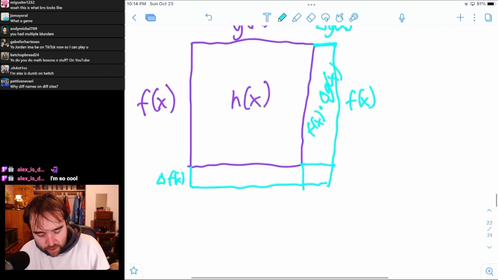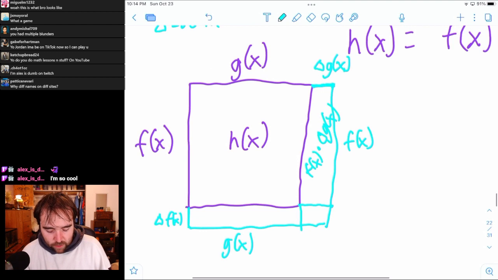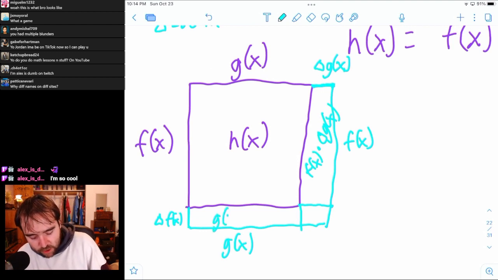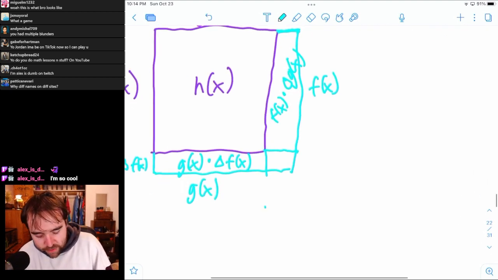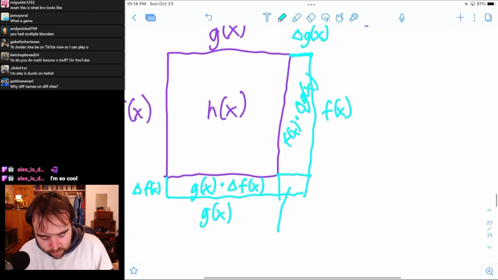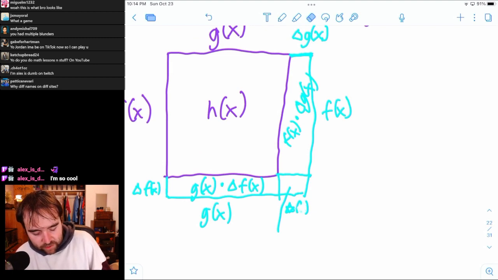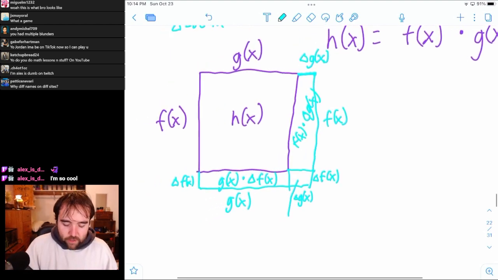And then this area down here, similarly, that's g of x, that side length. So this area is g of x times the change in f of x. And then this little bit right here, you see what those side lengths are? That's the change in g of x, that side, and this is the change in f of x. So then you do this.